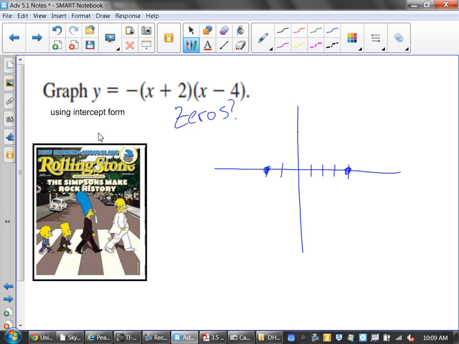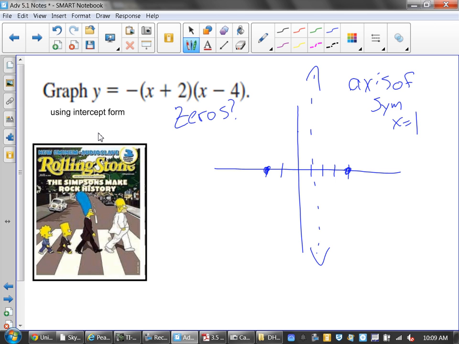Now, what happens at the halfway point between -2 and 4? The axis of symmetry. So what's -2 plus 4? 2, and half of that is 1. See how easy that is? We know where our axis of symmetry is going to be located, halfway between them. So our axis of symmetry is at x equals 1.